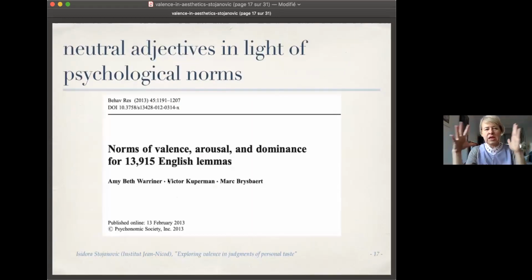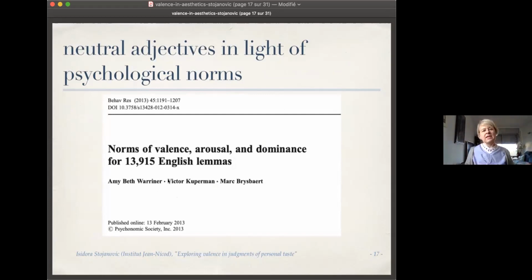So in this approach to neutral adjectives, tests play one part of the approach, but then what we also do is look at what is known as psychological norms of valence, arousal, and dominance. Sometimes those models are called VAD, V-A-D. And this is the work of Amy Beth Warner that we are relying on.